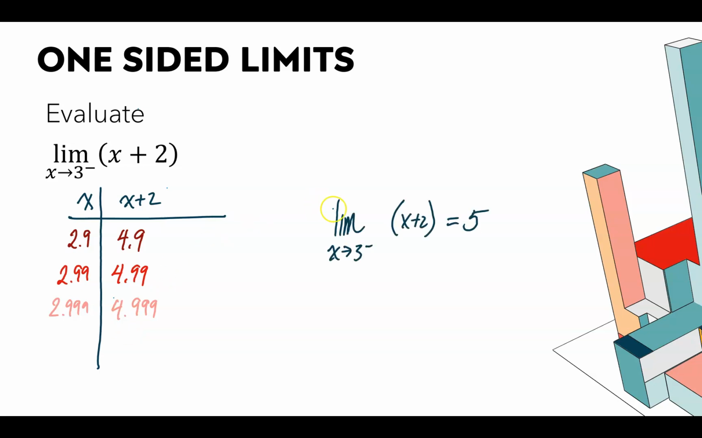So the way we say that, we're going to rewrite. We're not going to be lazy and write equals 5 way back up here before we did our work. The limit as x approaches 3 from the left of (x plus 2) is equal to 5. What we're saying is, as we choose inputs a little bit less than 3, getting closer and closer to 3, and put those inputs into x plus 2, we're going to get outputs that get closer and closer to 5.